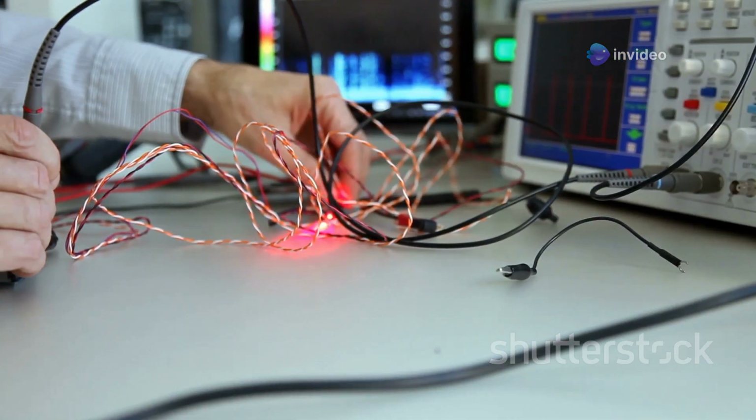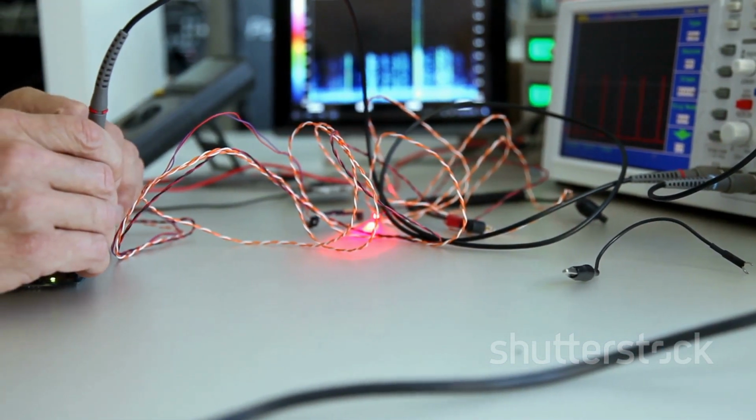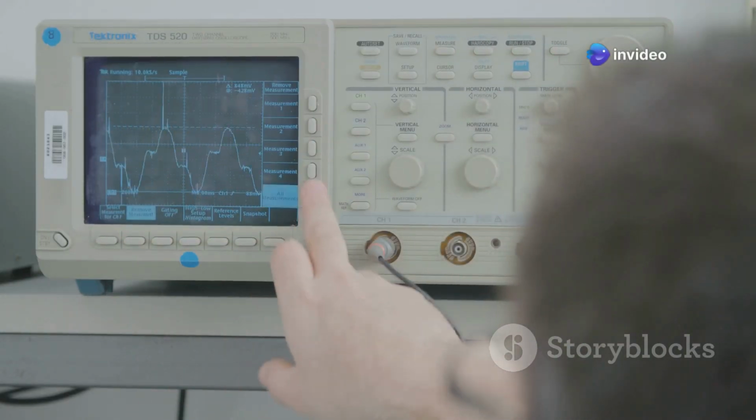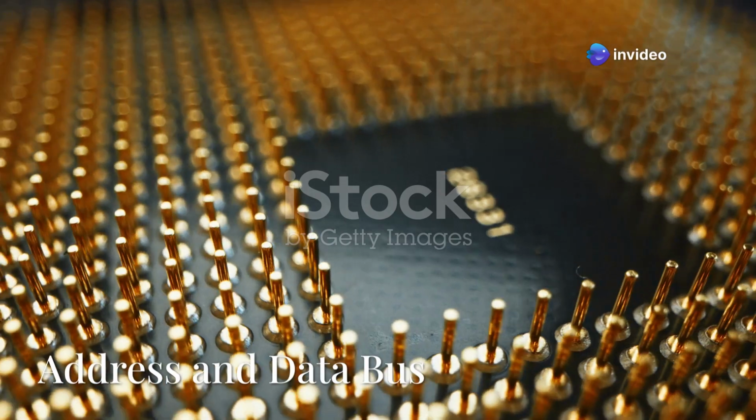For example, in a lab setup you might use a crystal oscillator connected to pin 1 to provide the clock signal. A simple experiment could involve varying the crystal frequency and observing its effect on the execution speed of instructions.